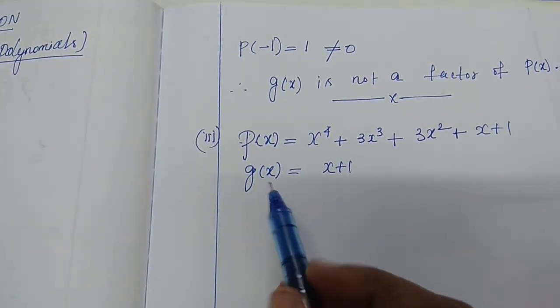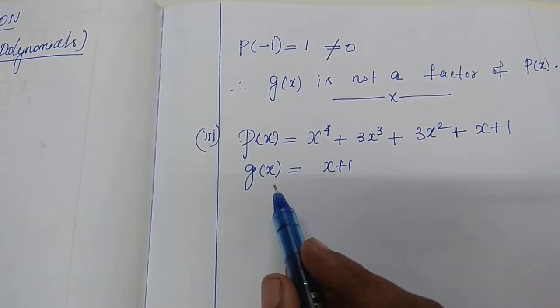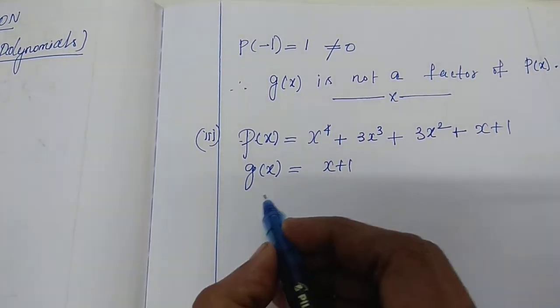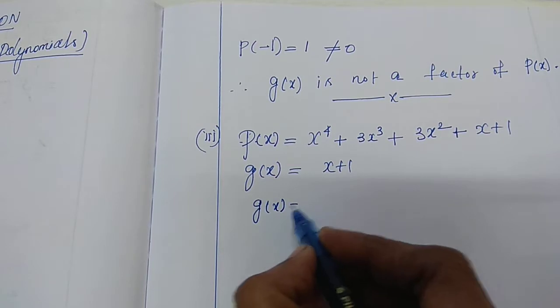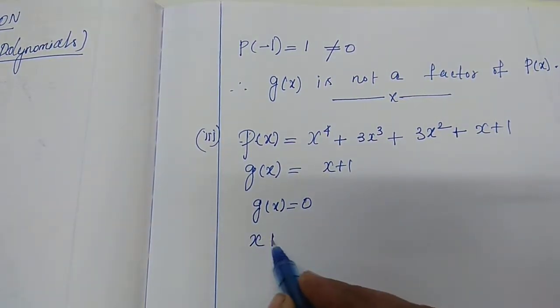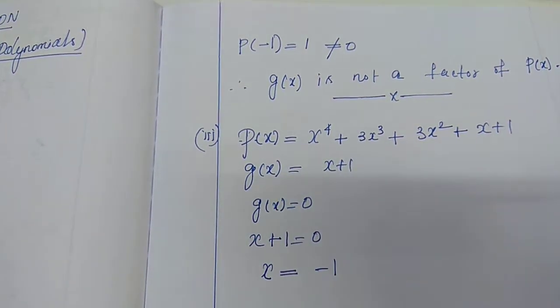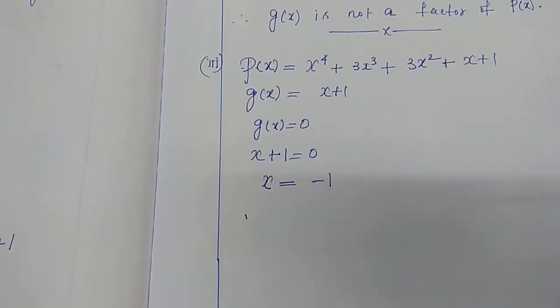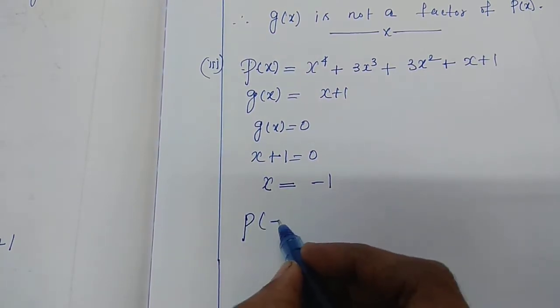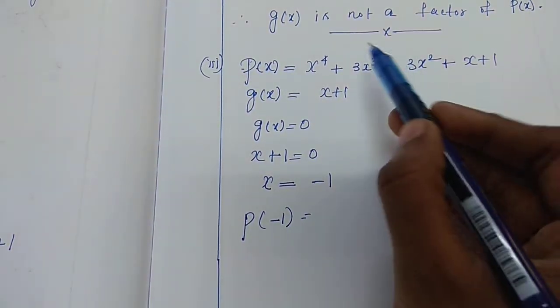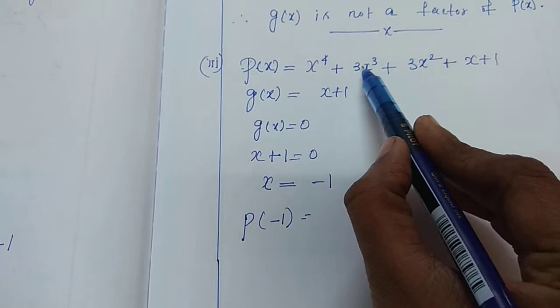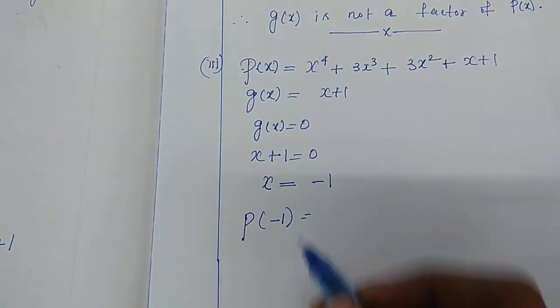For finding the 0 of g of x, first put g of x is equal to 0. Therefore, x plus 1 equal to 0. From that line, we get x is equal to minus 1. Now, substitute minus 1 in p of x. That is, p of minus 1. Replace all x in p of x by minus 1.